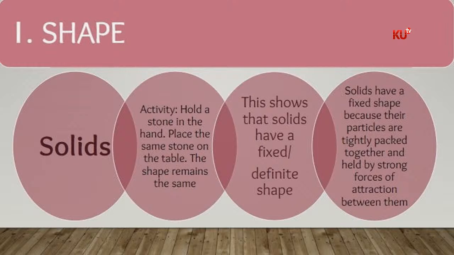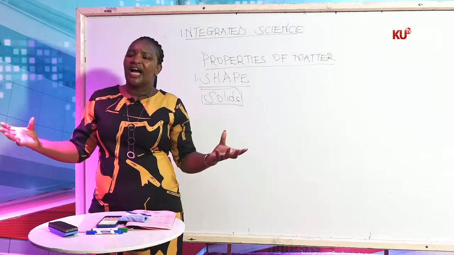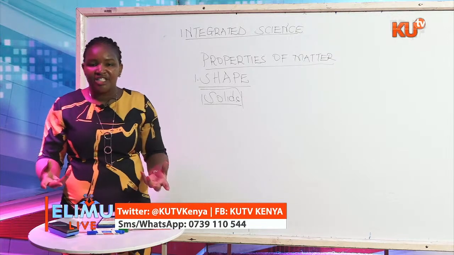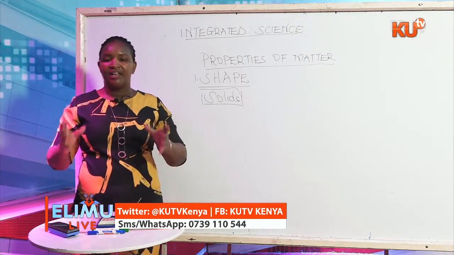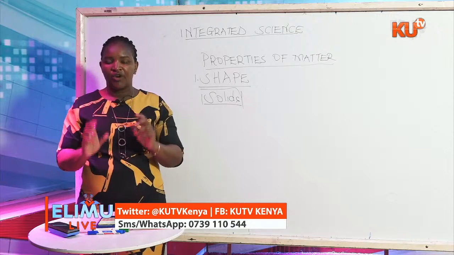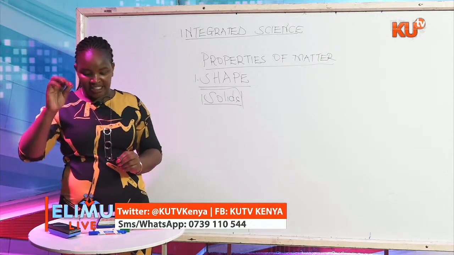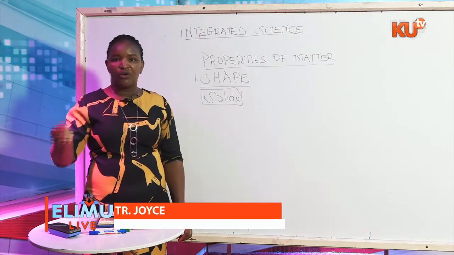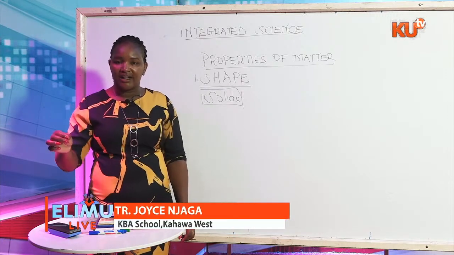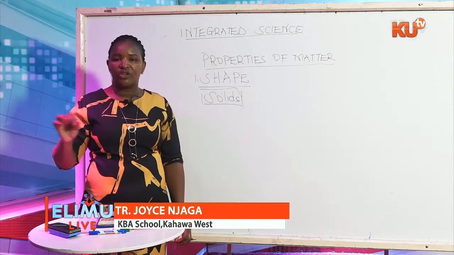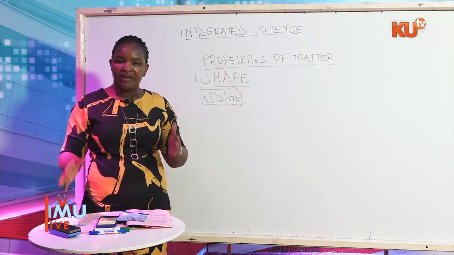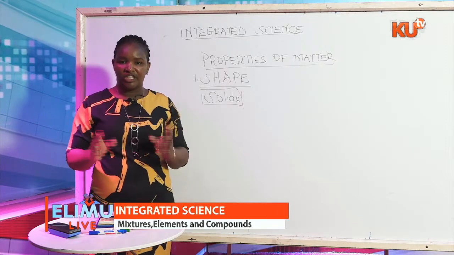The only way you can change the shape of a solid, for example, if I want to change the shape of a stone, unless I take something heavy like a hammer and hit it hard, you crush it. But normally, the shape of a solid remains the same. And the explanation is because of the forces of attraction, because of the kinetic theory of matter. The particles are closely packed together, meaning they cannot just move anyhow. They can only vibrate in their fixed positions.